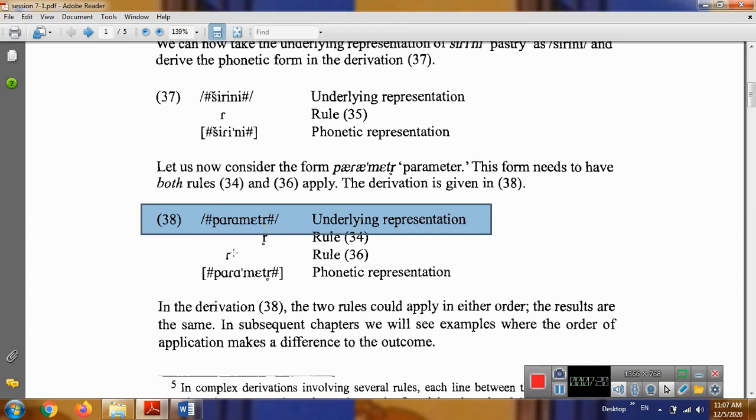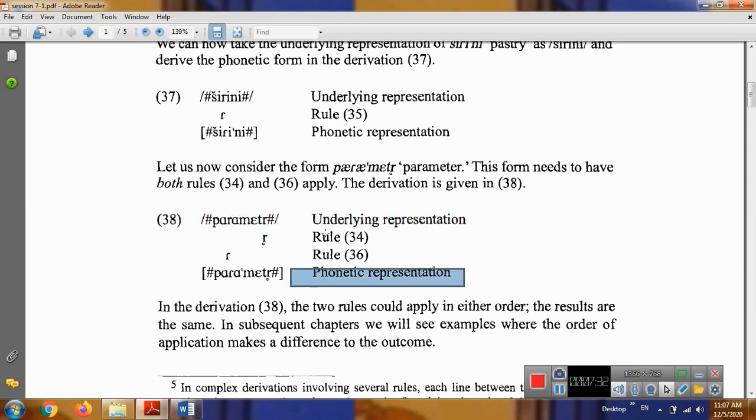And after that, the rule of flapping of trill re between two vowels applies to this word, so we have the flap form of this re. And for the phonetic representation, after applying these two rules, we have parameter, where here we have the flap re, and here we have the devoiced re at the end of the word.